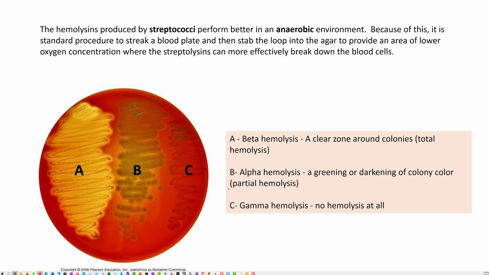Now, it's easy to get flustered on that, but don't let that happen to you. Just sit down and look and think about beta being the worst, beta bad. That's why I say it that way, so you'll remember that. So beta, then alpha, and then gamma. So that should work for you.